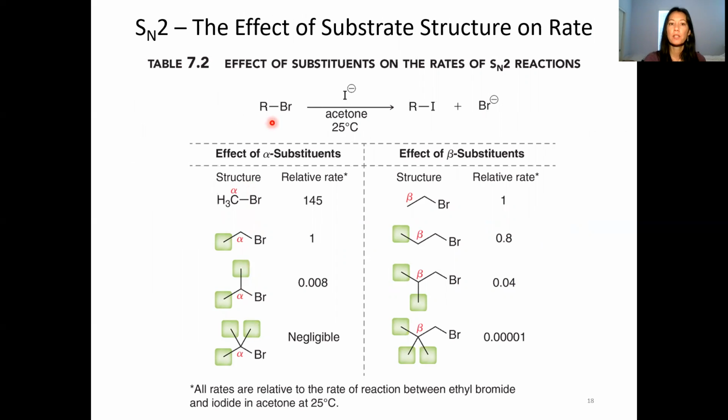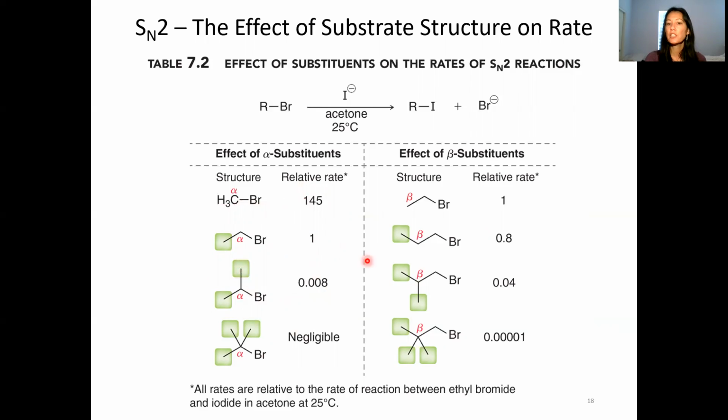Okay, so I can actually show this just by showing you rates. So this is the exact same concept. I'm starting with an alkyl bromide, and my nucleophile is iodide. Iodide is actually a better nucleophile because it's more polarizable. It's going to come in and replace the bromine. So here is the ethyl bromide situation that we were just talking about. I'm going to let that be our baseline of 1. If I use methyl bromide, the rate is 145 times faster. If I use a secondary bromide, that's quite a bit slower, and then tertiary is negligible.